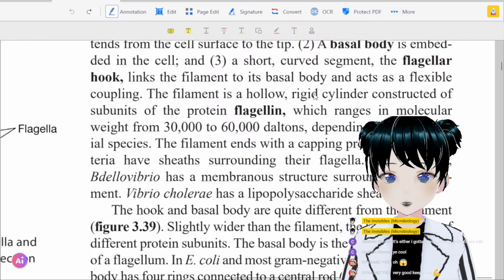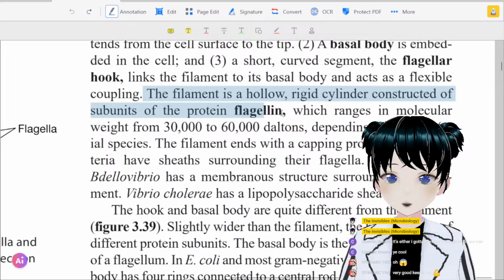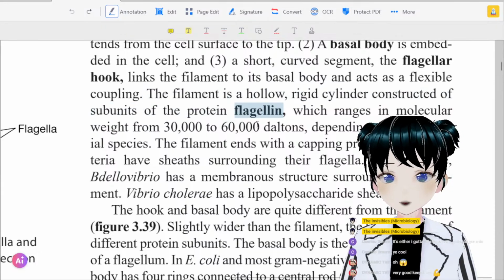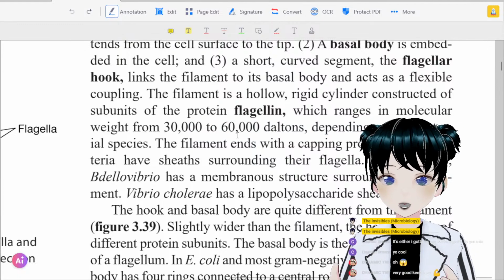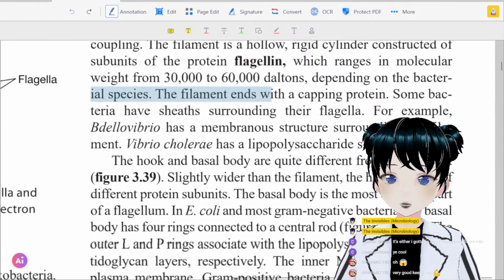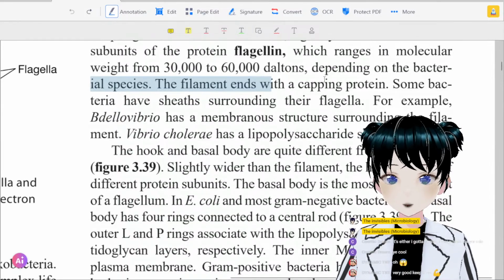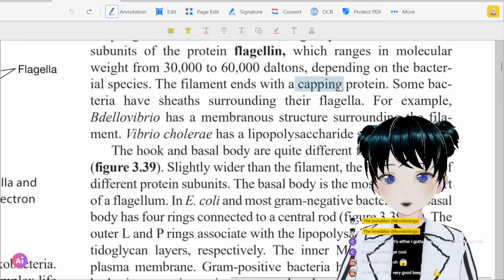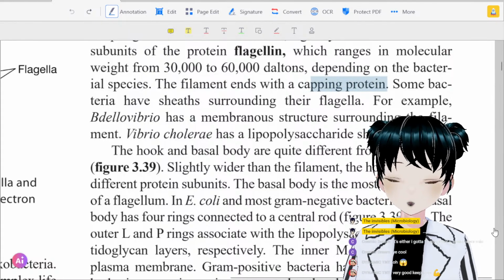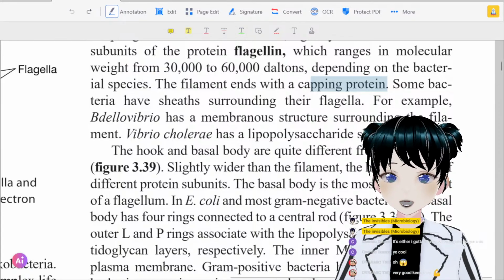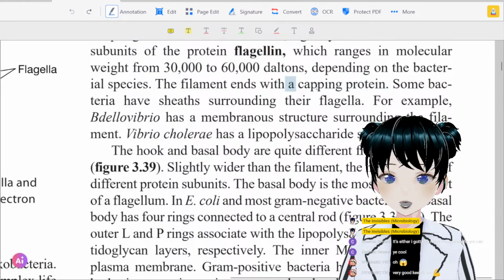The filament is a hollow, rigid cylinder constructed of subunits of the protein flagellin. We studied flagellin, the protein that makes up the filament, which ranges in molecular weight from around 30,000 to 60,000 daltons, depending on the bacterial species. The filament ends with a capping protein. Yes, it ends with a capping protein, but that is also the start of the growth. Even if it is the end part, it is the start part of the growth.